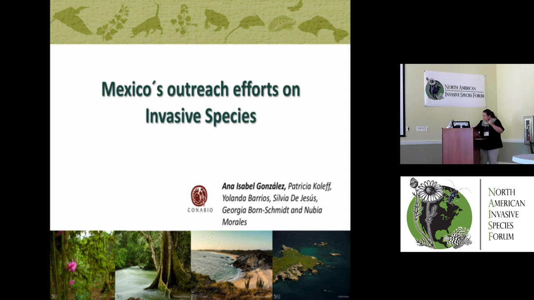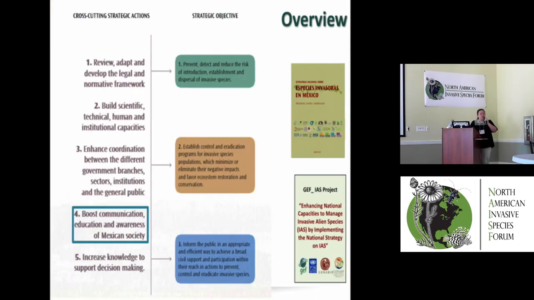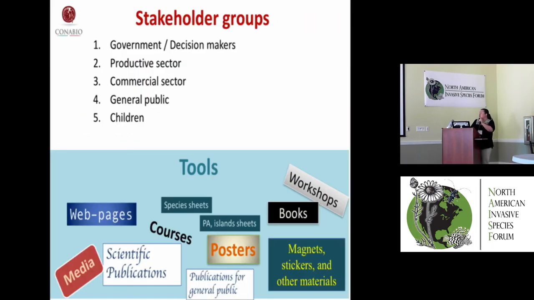So Patricia told you about what we're doing within the invasive species strategy in Mexico. I'm going to talk to you a bit about the efforts on boosting communication, education, and awareness within different parts of Mexican society. I'm going to talk about what we're doing with the government and decision makers, the productive and commercial sectors, especially with aquarium fish, something we're doing with the general public, and the rest with what we're doing with children.